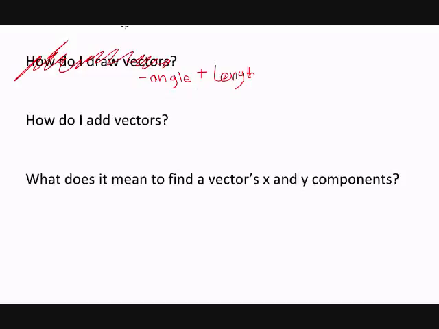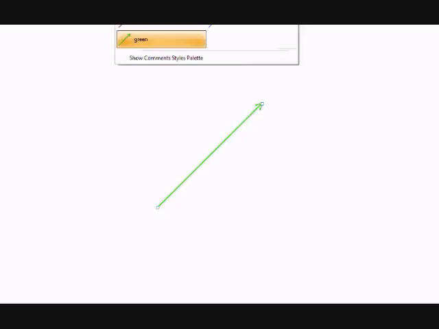So now we're going to add vectors. So let's take a look at adding some vectors. Let's just say we have two vectors. Here's one vector, and let's make a new one. Let's make a blue vector. Once again, it's always hard with this program to make them line up, but there we go. We have got our two vectors.